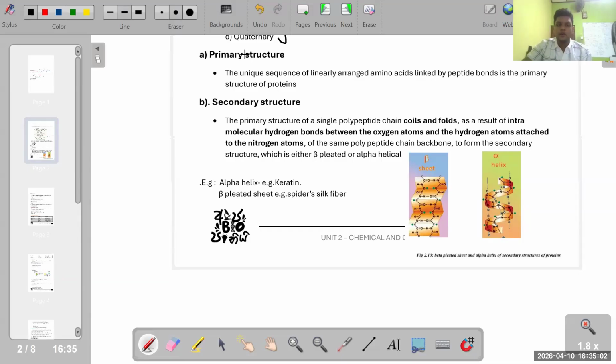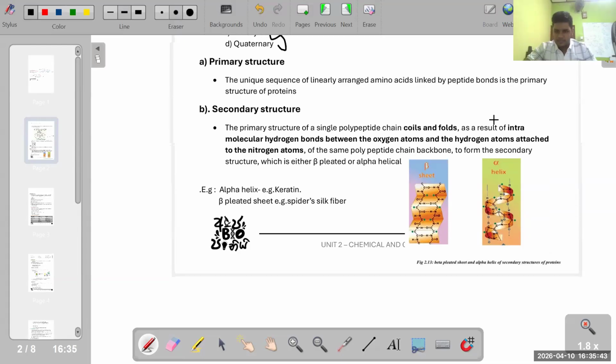Okay. Now after the primary structure, from that linear sequence of amino acids, it is moving into the secondary structure. What happens in the secondary structure? Let's see. The primary structure of a single polypeptide chain coils and folds as a result of intramolecular hydrogen bonds between the oxygen atom and the hydrogen atom attached to the nitrogen atom of the same polypeptide chain's backbone to form the secondary structure.